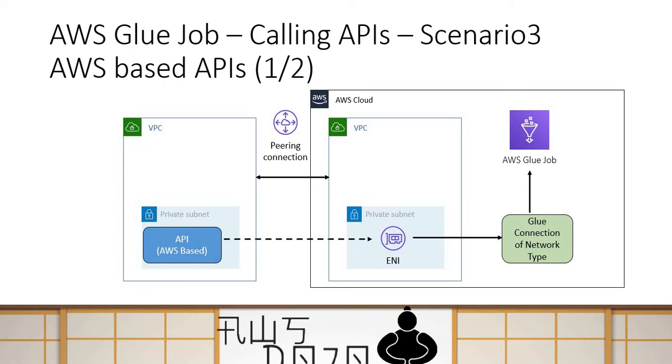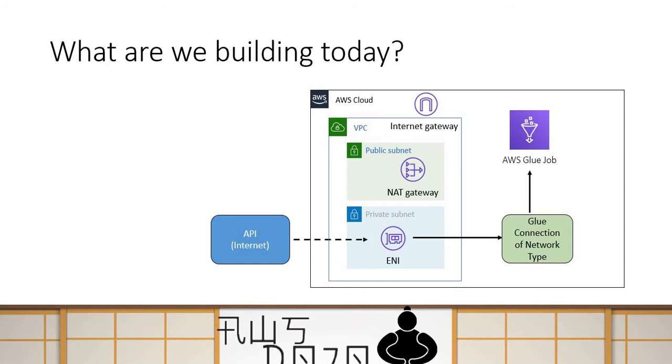So moving on, what we are going to build today is an internet-based call. We are going to create a Glue job which will make a call to a dummy internet-based API. For that, we will create a VPC with a public and private subnet. Then using a Glue connection of network type, we will launch an ENI into the private subnet, and Glue will use that ENI through the connection to make a call to the API, and then it will store the data inside an S3 bucket just to demonstrate that it has made the call to the API.